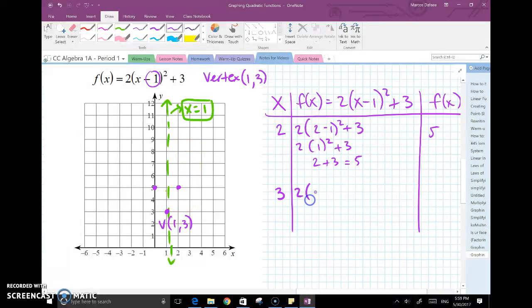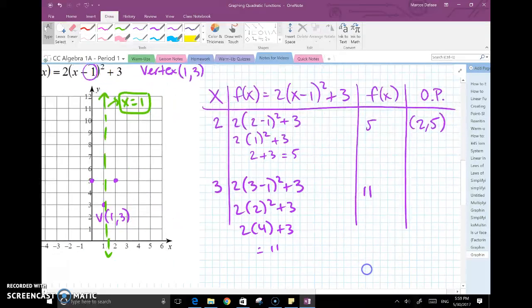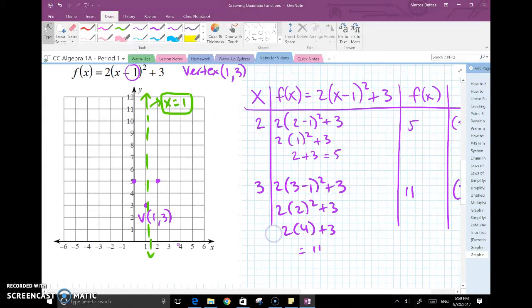So this will be 2 times 3 minus 1 squared plus 3, 2 times 2 squared plus 3, 2 times 4 plus 3. That's going to be 8 plus 3, which is 11. That's my output, and that's going to be 3, 11. And yeah, as I thought, it's going to be way up. So 3, 11, right over there. It's 2 hops away from the axis of symmetry, so its reflection will be 2 hops in the other direction. Or in other words, at negative 1, 11.